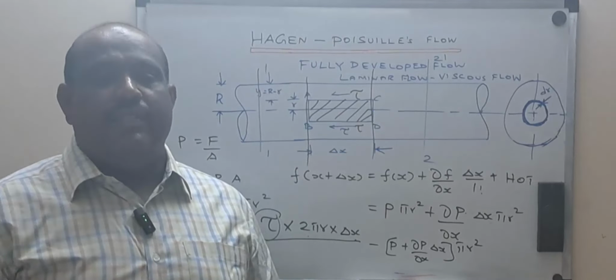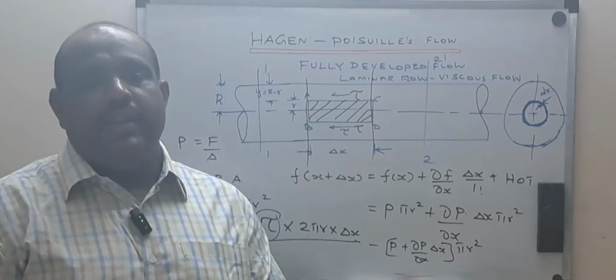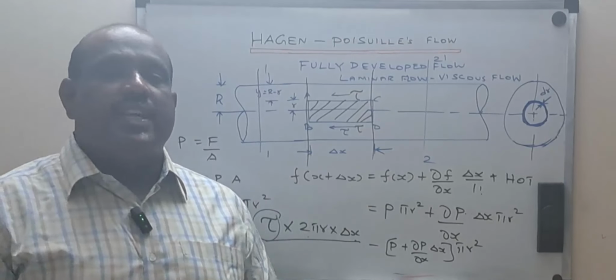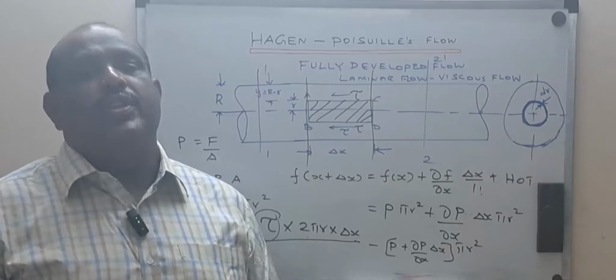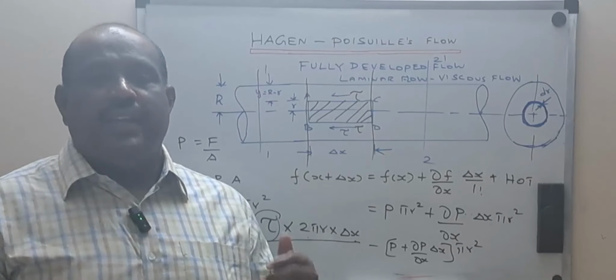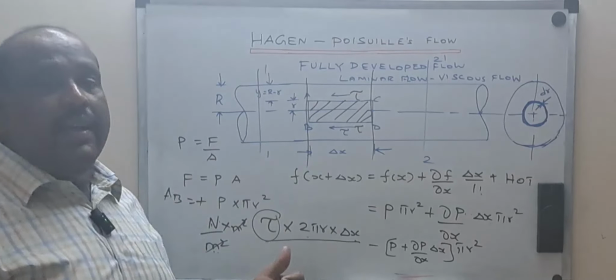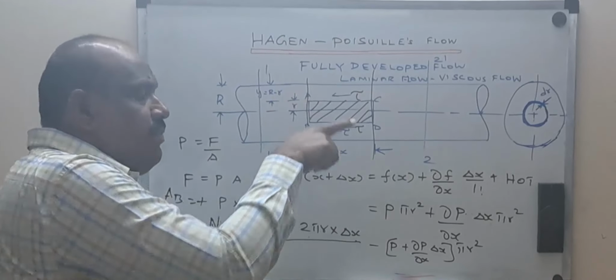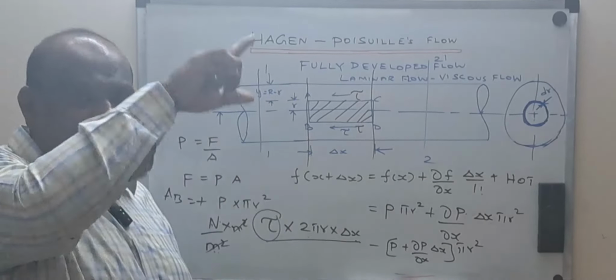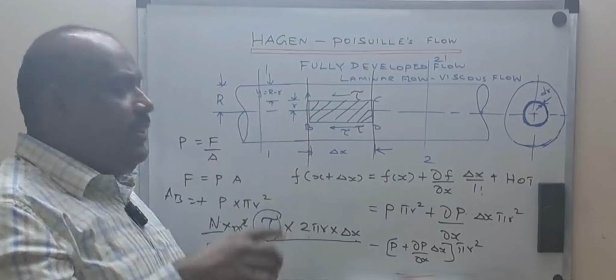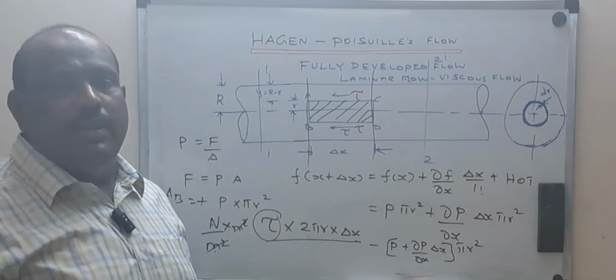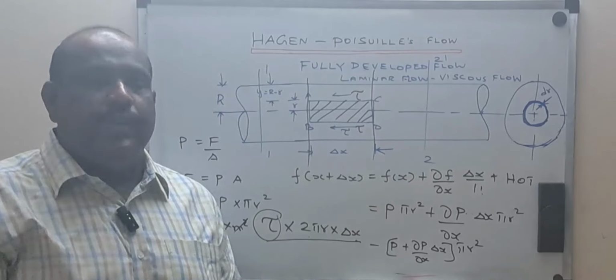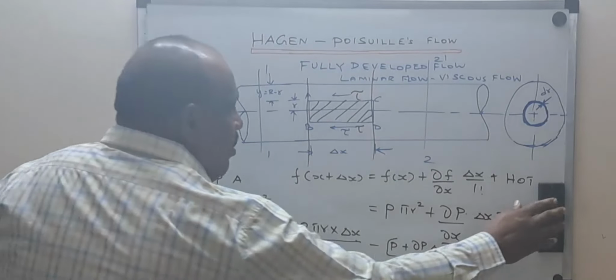One more force is there, which is an opposing force to the motion, which is caused by the viscous nature, which is given by the shear stress between the fluid layers. So that is nothing but shear stress into the corresponding area. What is that area? This circumferential area into the length. Circumference, perimeter into the length will give me my area. So it's nothing but 2 pi r into delta x. Now we will try to equate all these forces.